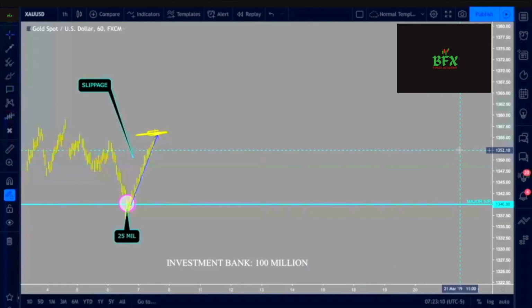And so when that happens, the institution has two options. Either they can continue to place orders or they can wait for price to return down to their original price point that we've got marked of 1340.